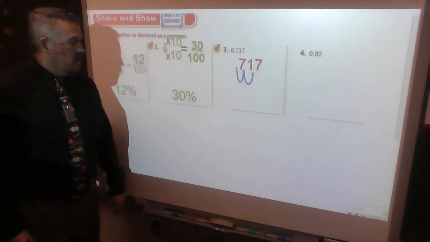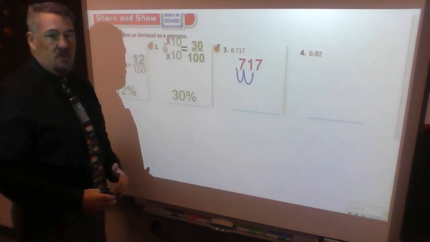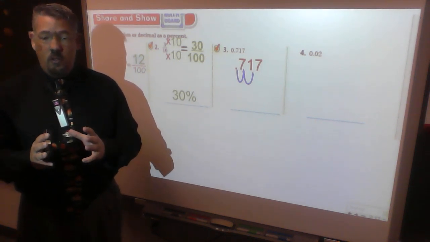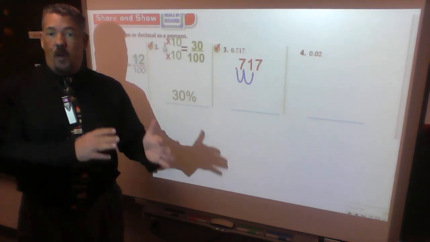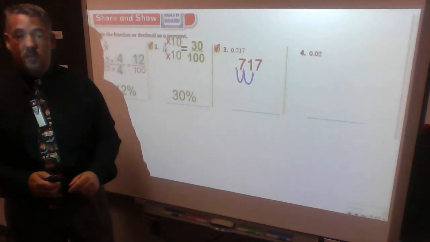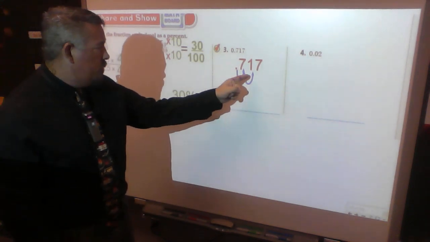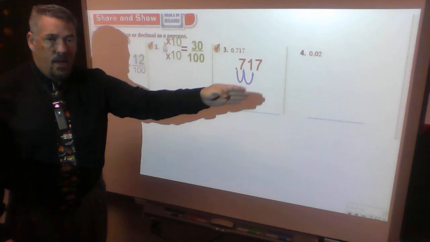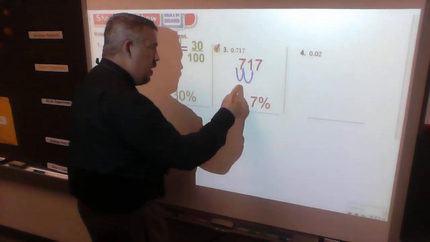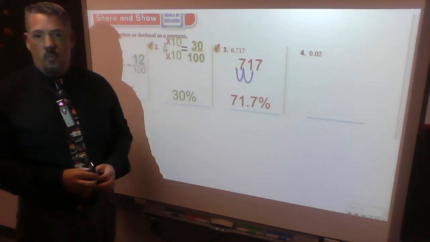All right, so now we go on to 3. 3 tells me to go from decimal to percent. I'm going to move it from left to right 2 times. Why? Well, because we said that we're talking about denominators of 100 when we're using a percent, and therefore I would be multiplying this by 100 to get my percent. 100 has 2 zeros on it, so I know I'm going to move it 2 times. That's why we're always moving it to the right or left 2 times, because 100 has 2 zeros on it. So if I move it 2 times, it puts it right between the 1 and the last 7, so I know I have 71.7%.